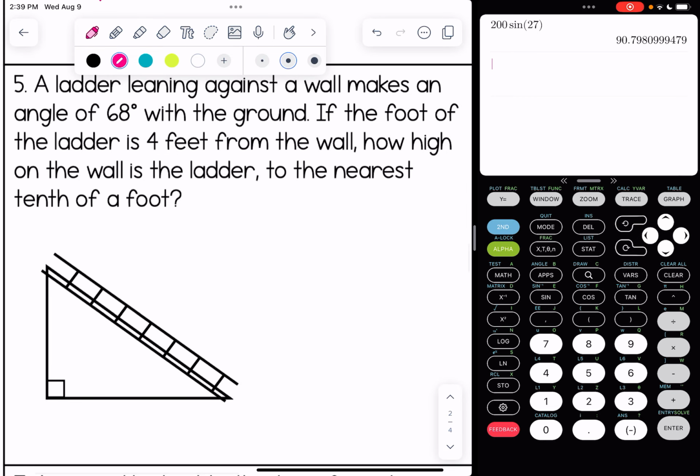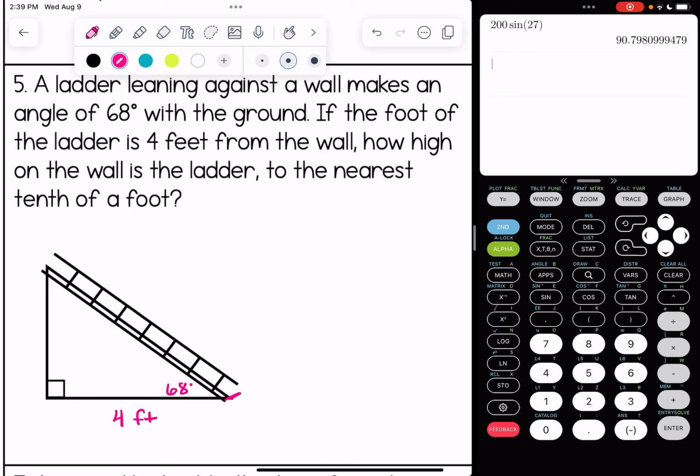Number 5, a ladder leaning against a wall makes an angle of 68 degrees with the ground. We see the ladder here, so let's put the 68 with the ground. If the foot of the ladder is 4 feet from the wall, the foot of the ladder, it means the bottom of the ladder. Think about your feet. They're at the bottom of your body. The foot of the ladder is the bottom of the ladder, and it's 4 feet from the wall. So I know 4 feet is going to be this bottom piece here.